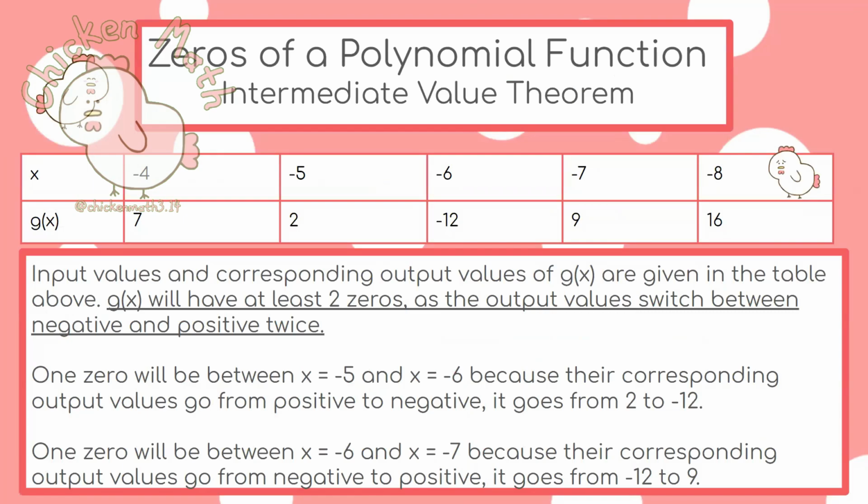And IVT can also be seen from tables. So right here, we're given g of x output values and corresponding input values. If you notice right here, it goes from 7, so we're still positive, to negative 12, so it switches from positive to negative, and then negative 12 to 9, it switches from negative to positive. So we know that between negative 5 and negative 6, and then negative 6 and negative 7, there are going to be some zeros. There's going to be 1 between negative 5 and negative 6, and 1 between negative 6 and negative 7, because their corresponding output values switch from positive to negative, and negative to positive.